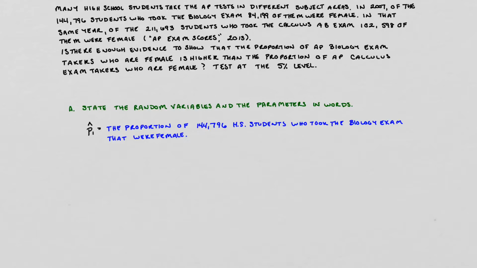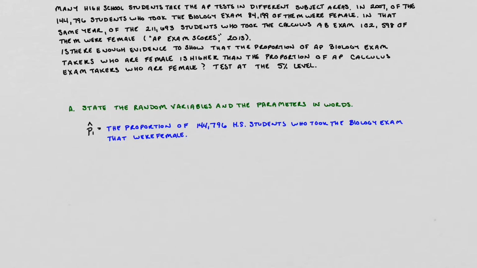So what I want to call out here is, again, P1 hat, our random variable, is talking about our sample. So this is why I included our sample size. Also notice that I did include details such as that these were high school students that we were looking at, as well as the specific exam that they were taking.